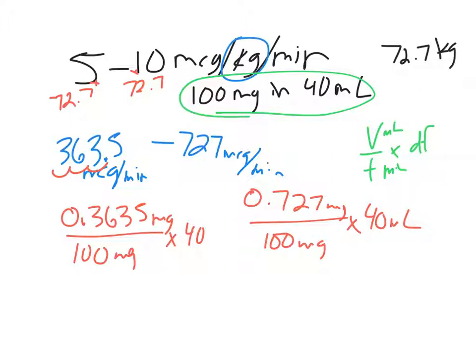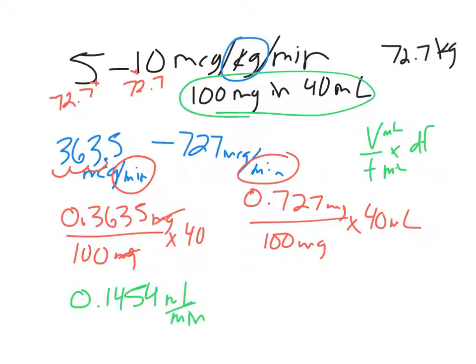Doing that, my milligrams are going to cancel out, and that's going to give me milliliters per minute. I've left it in minutes, remember. I'll show you the purpose of that. So 0.3635 divided by 100, and then multiplying that by 40 is going to give me, and I'll write these in green, 0.1454. And right now that's milliliters every minute.